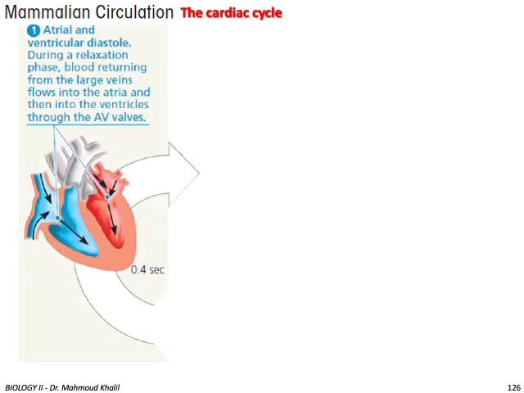We'll talk now about the cardiac cycle. At first, we have atrial and ventricular diastole, the relaxation phase, where the blood returning from the large vein, the vena cava, flows into the atria and then into the ventricle through the AV valves, the atrioventricular valves. So we have atrial diastole and ventricular diastole. First the blood returns to the atria and then moves to the ventricle, and this process takes about 0.4 seconds.